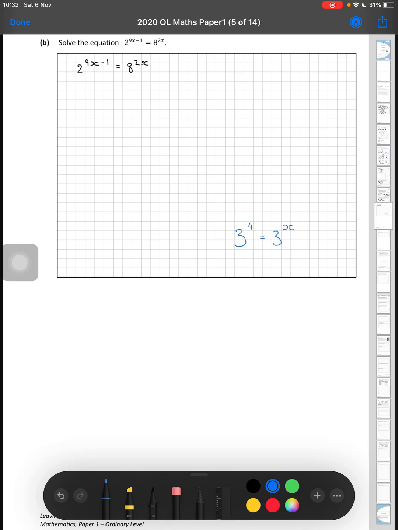Okay, we can't do anything in this unless we notice something like, if I said to you, let's say 3 to the power of 4 is equal to 3 to the power of x, what does x equal? Well, we'd know that x is equal to 4, that we could just look at the powers because the base here was the same. So we want to try and make the base of these numbers the same. So how are we going to do that? Well, how can I get 8 to be 2 to the power of something? I know that 8 is 2 cubed.